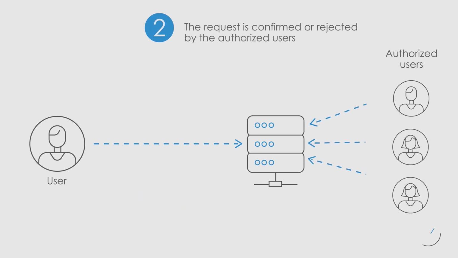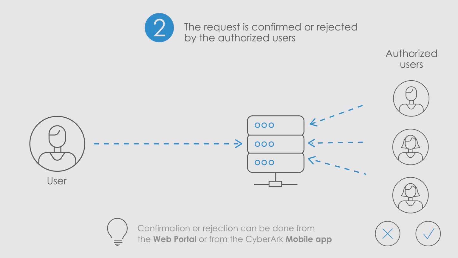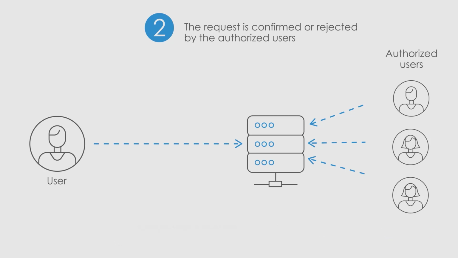Next, the request is confirmed or rejected by the authorized users. This can be done from the web portal or from the CyberArk mobile app. The number of authorized users who are required to confirm requests is defined in the master policy.